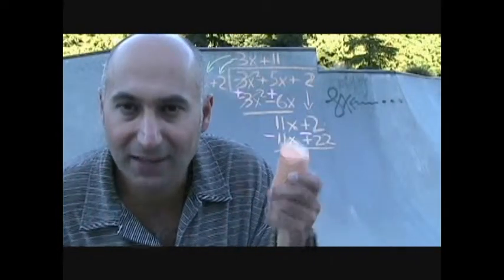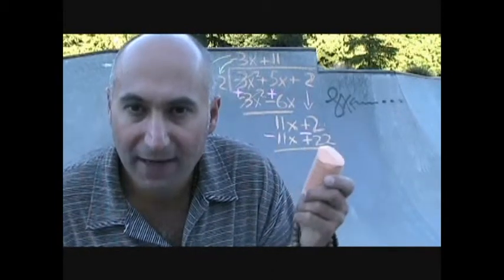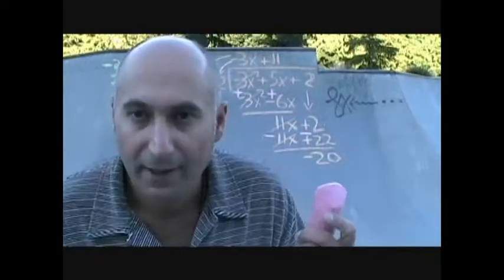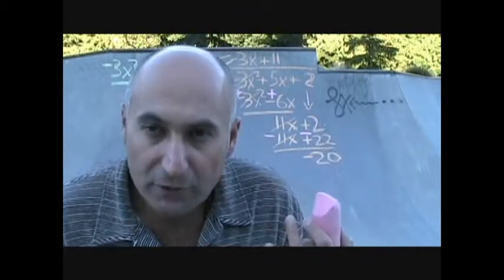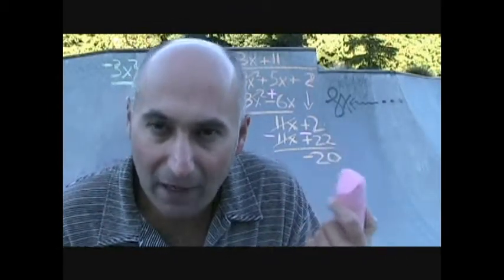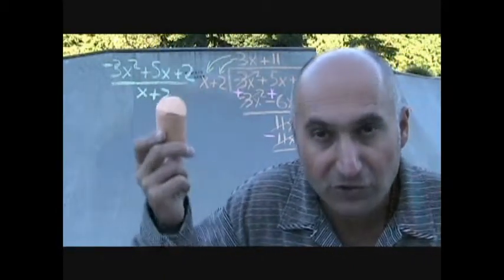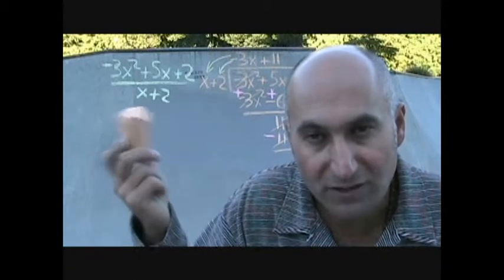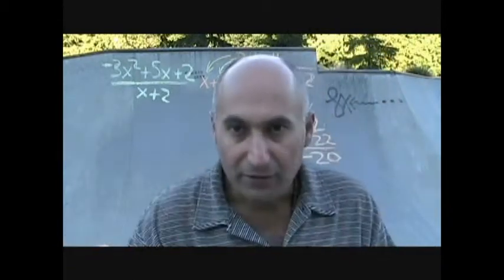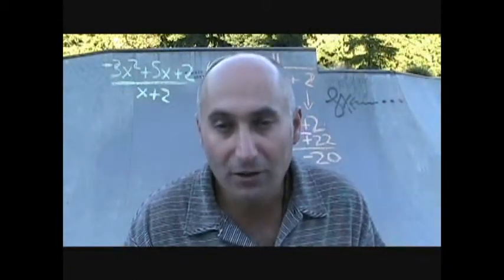11x minus 11x, they kill each other. 2 minus 22 is negative 20. Now, you can stop doing the long division as soon as the power over here is less than the power up here on your first term for your divisor, for whatever's in the denominator. You're done factoring, right? Or you're done doing the long division.